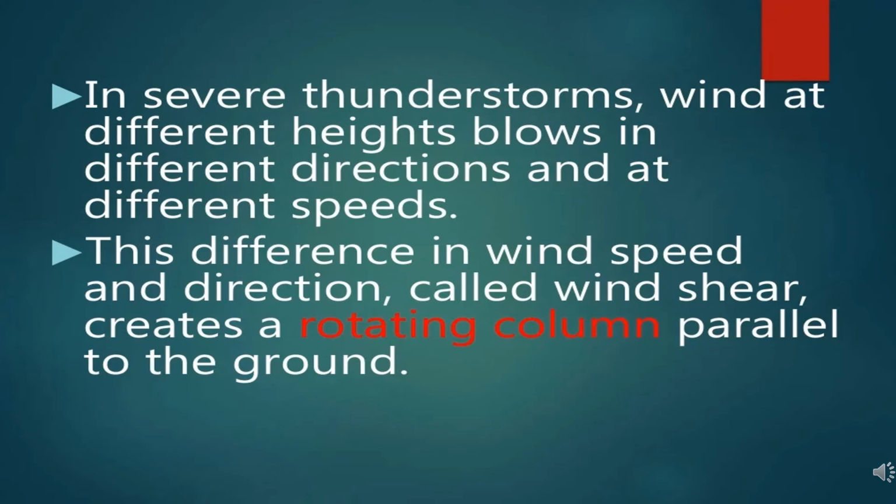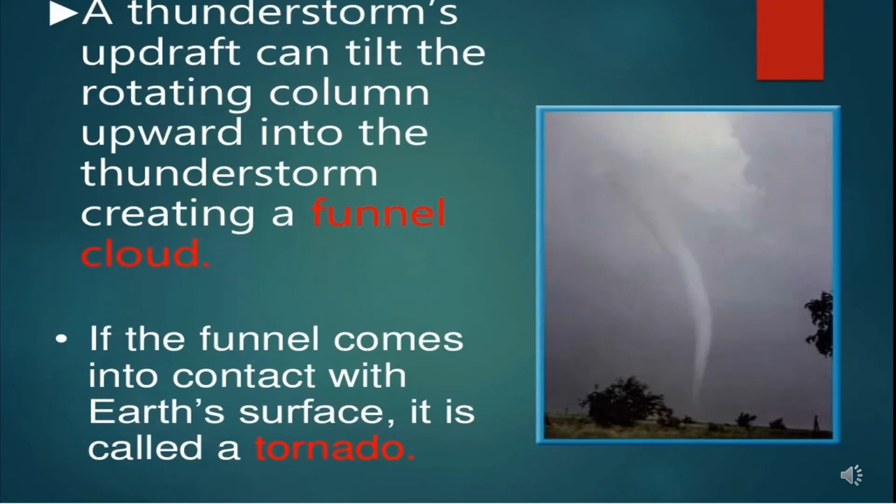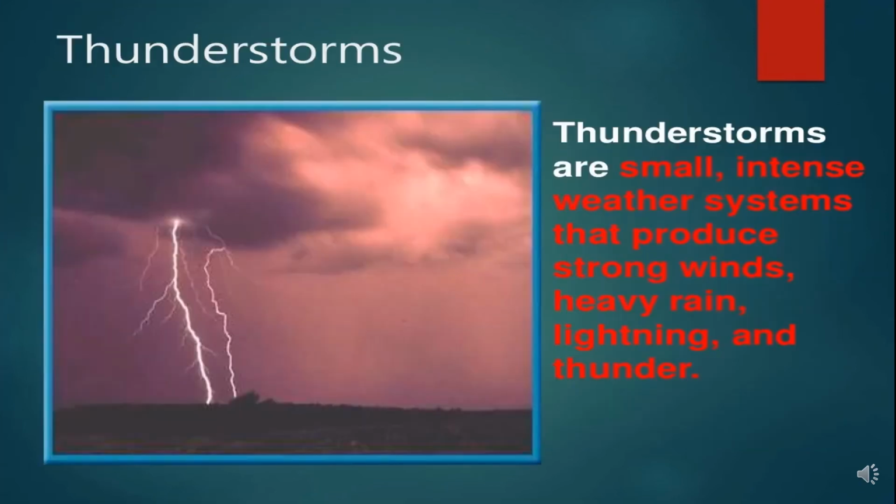In a severe thunderstorm, the wind at different heights blows in different directions at different speeds. This difference in wind speed and direction, called wind shear, creates a rotating column parallel to the ground. A thunderstorm's updraft can tilt the rotating column upward into the thunderstorm, creating a funnel cloud. If the funnel comes into contact with the Earth's surface, it is called a tornado, as you can see in the picture. Here you can see the picture for the thunderstorm.